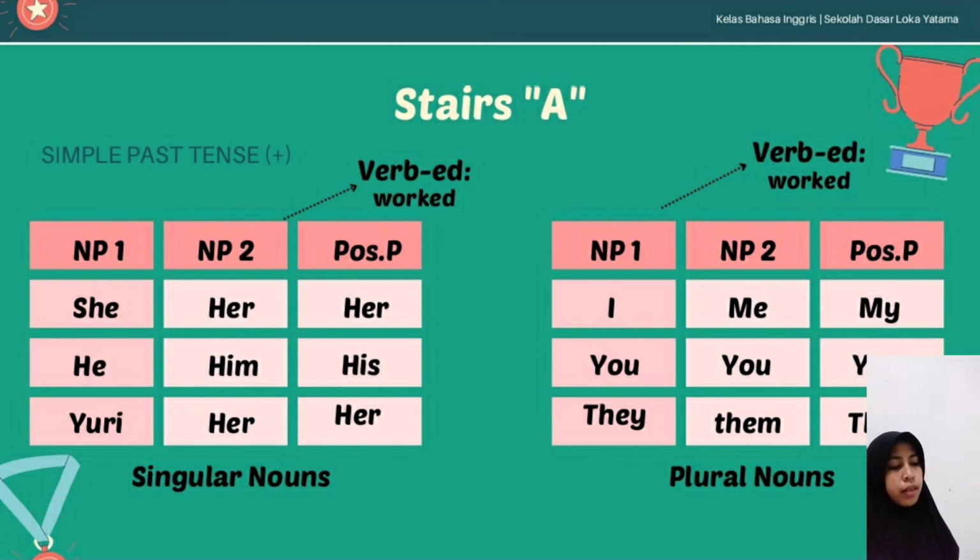And then the second table also has NP1, NP2, and post-P. NP1, for example, I, you, they. NP2, for example, me, you, them. And post-P, for example, my, your, their.